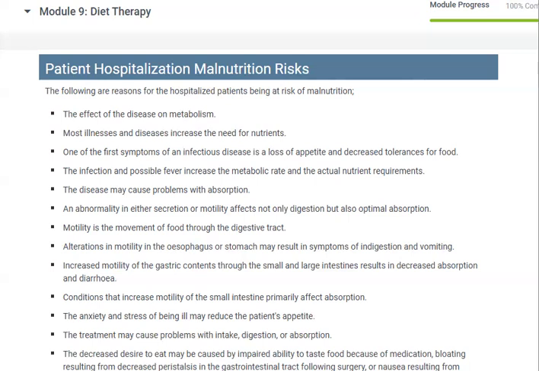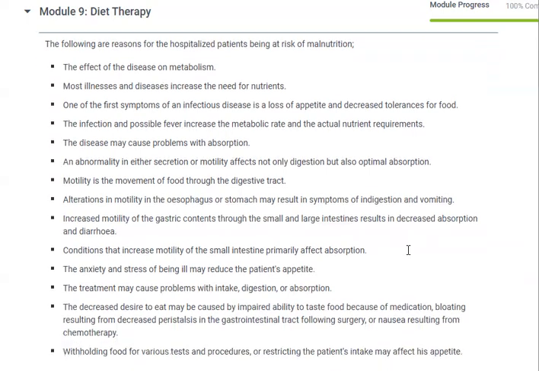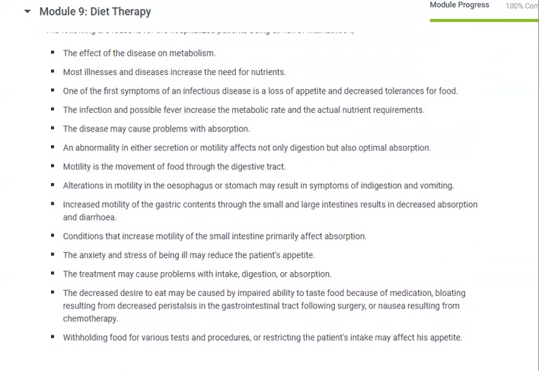The anxiety and stress of being ill may reduce the patient's appetite. The treatment may cause problems with intake, digestion, or absorption. The decreased desire to eat may be caused by impaired ability to taste food because of medication, bloating resulting from decreased peristalsis in the gastrointestinal tract following surgery, or nausea resulting from chemotherapy. Withholding food for various tests and procedures, or restricting the patient's intake may affect his appetite.